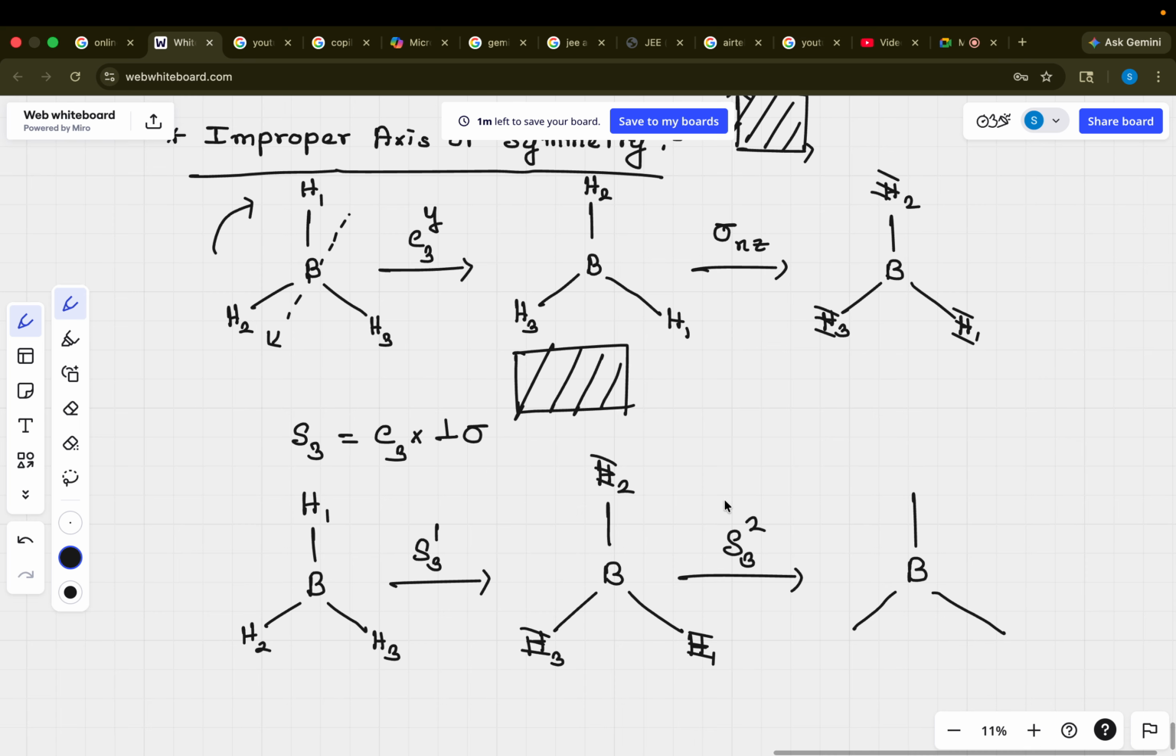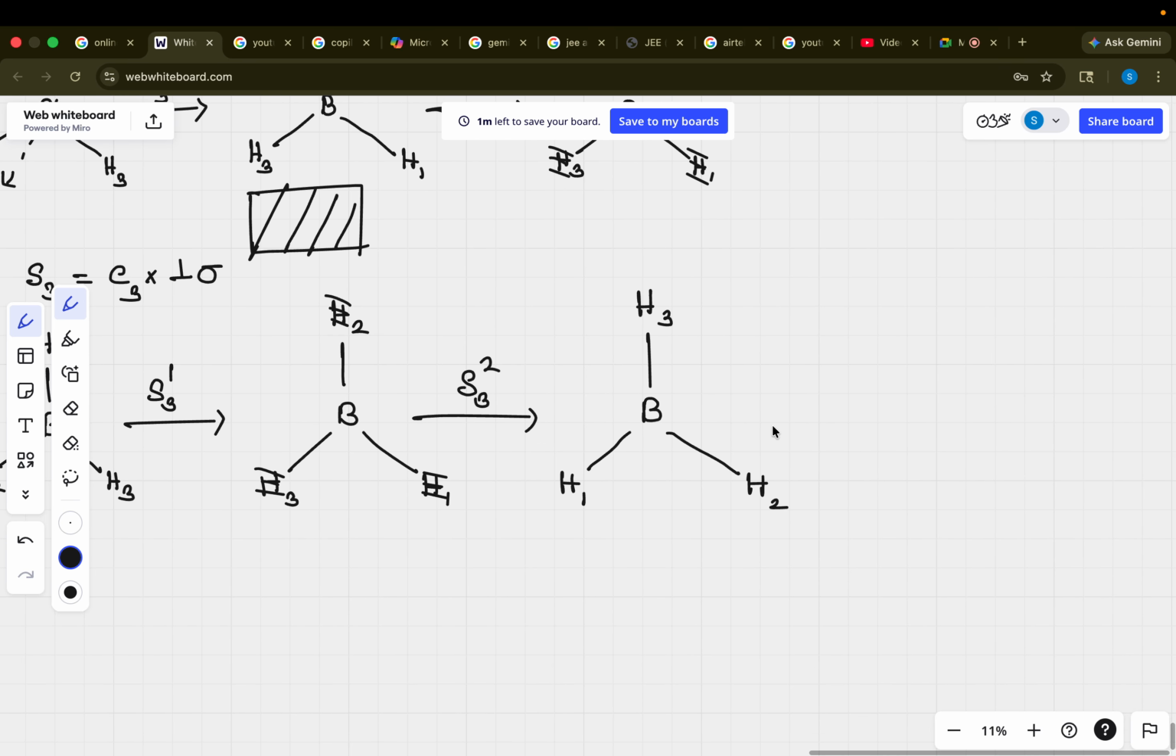So S3 2 means what? First of all, you are rotating by 120 degrees. If I rotate by 120 degrees, H3 will come here, fine. Then H2 will come here. Now if you take the perpendicular plane, that time you will get this molecule. The front face you will get, not the back face, the front face. This molecule you will get.